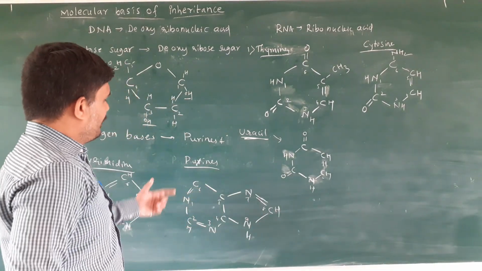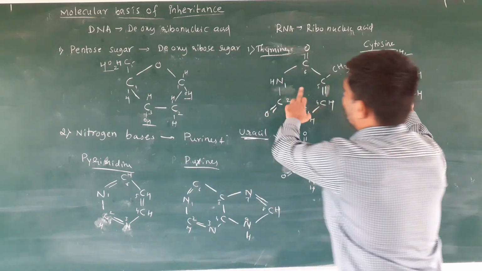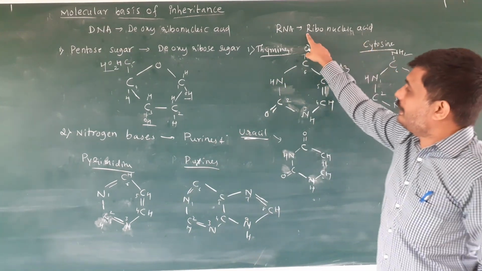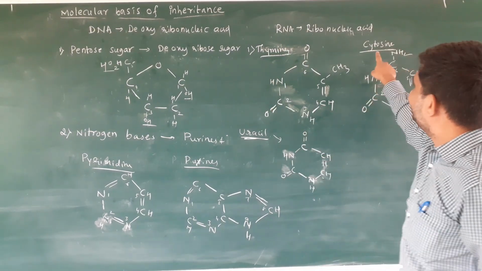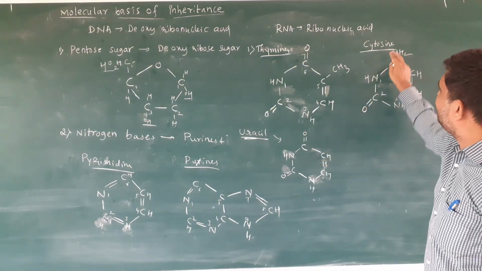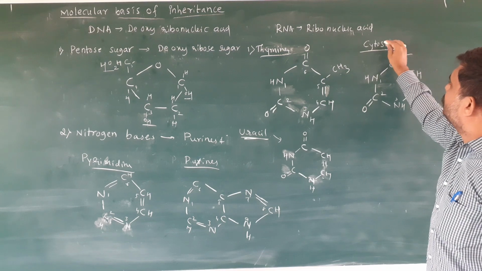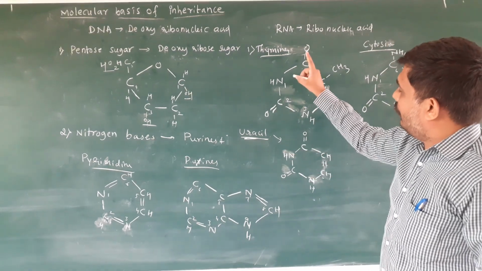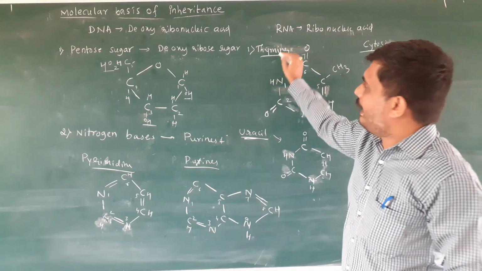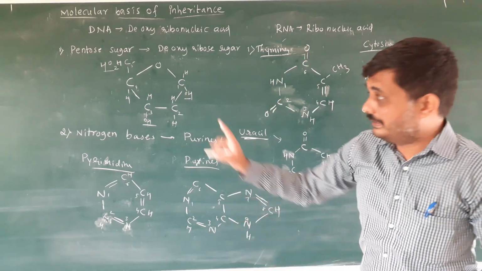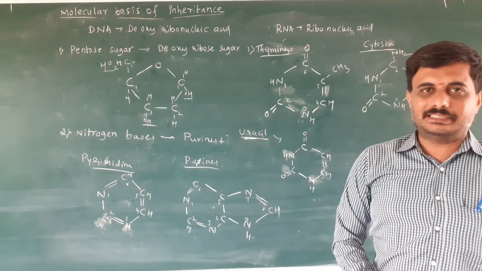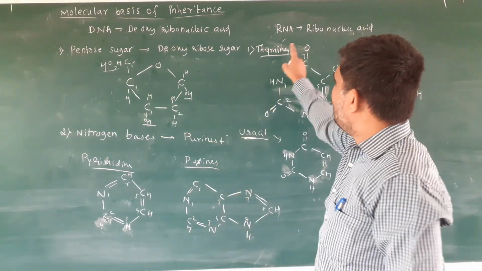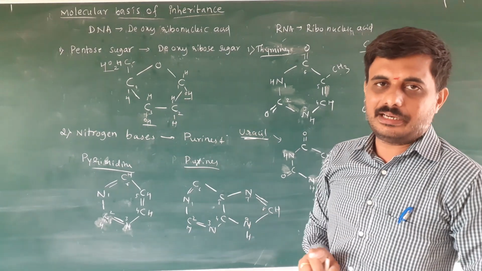DNA has two pyrimidines, thymine and cytosine. But RNA has two pyrimidines, cytosine and uracil. RNA does not have thymine, and DNA does not have uracil. Uracil is absent in DNA, and thymine is absent in RNA.